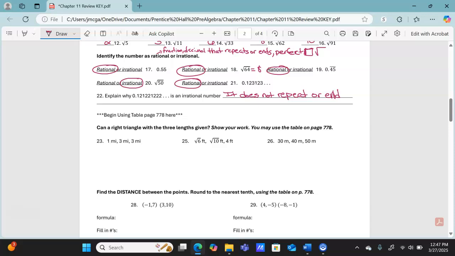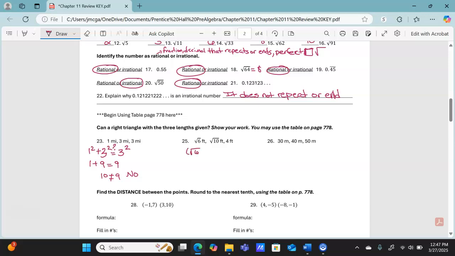So a right triangle would be the 2 smallest sides squared equaling the largest side. Does that equal? And that's a question mark right there. So 1 squared is 1, 3 squared is 9, 3 squared is 9, 10 does not equal 9, so no.